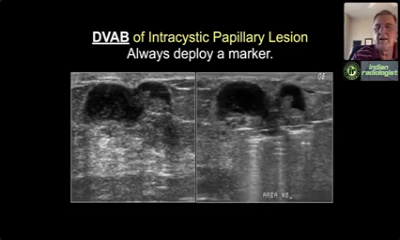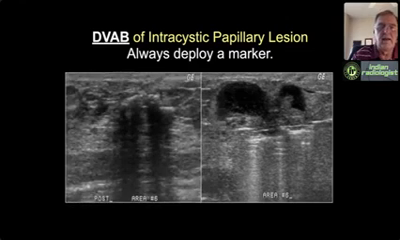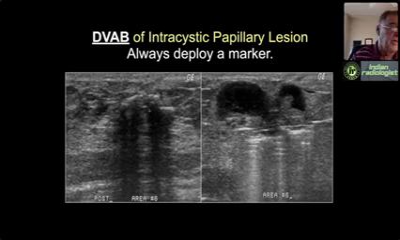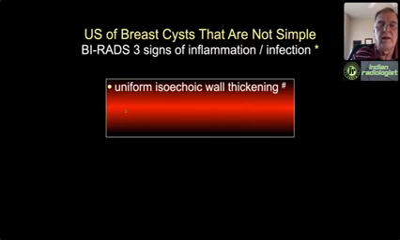Underneath it, you can see where the aperture is by the ring down artifact. And then we take everything out till we get to the front wall of the cyst. Then we always deploy a marker, because if there's atypia or malignancy, we're going to have to get back and excise it. And it can be hard to find that area if you don't leave a marker behind.